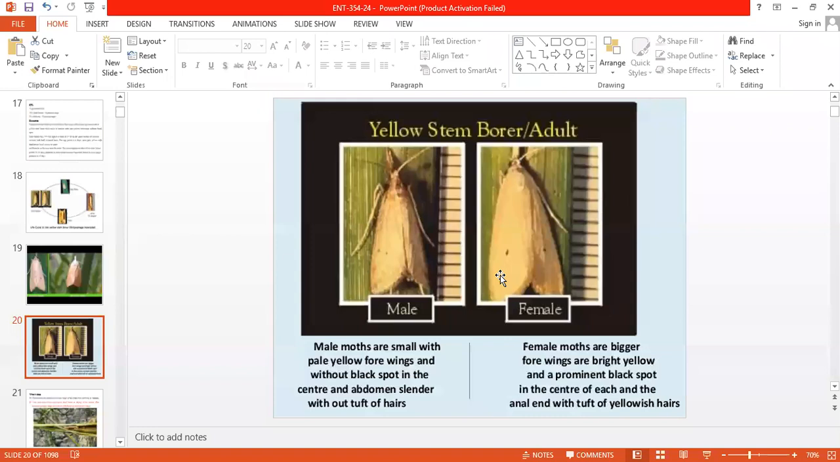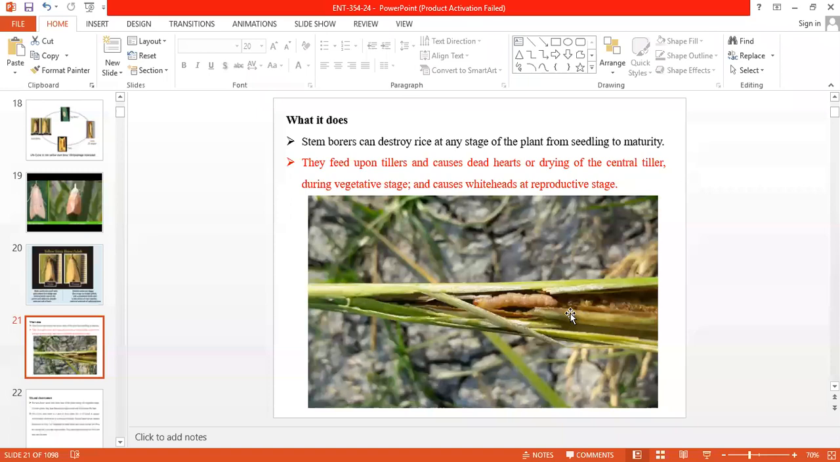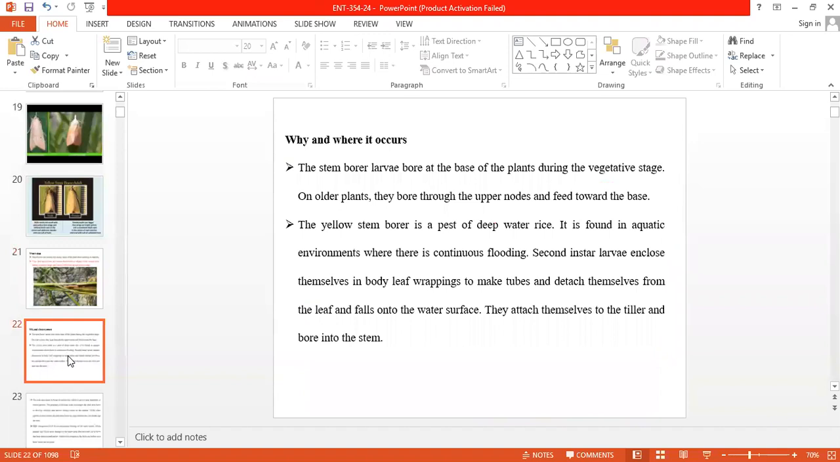Then these are the damaging symptoms. The yellow stem borer larva mainly infests the stem portion and feeds on the inner content, and due to that infestation, dead hearts or drying of the central shoot occur during the vegetative stage. Mainly this yellow stem borer infestation is noticed on deep water rice.